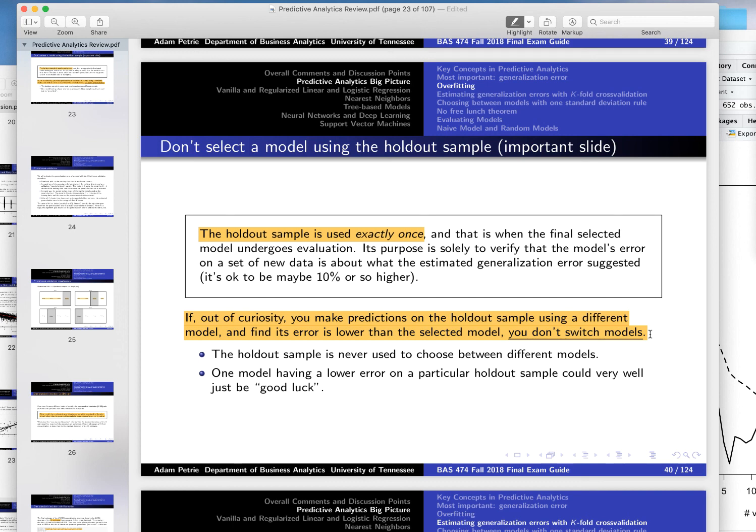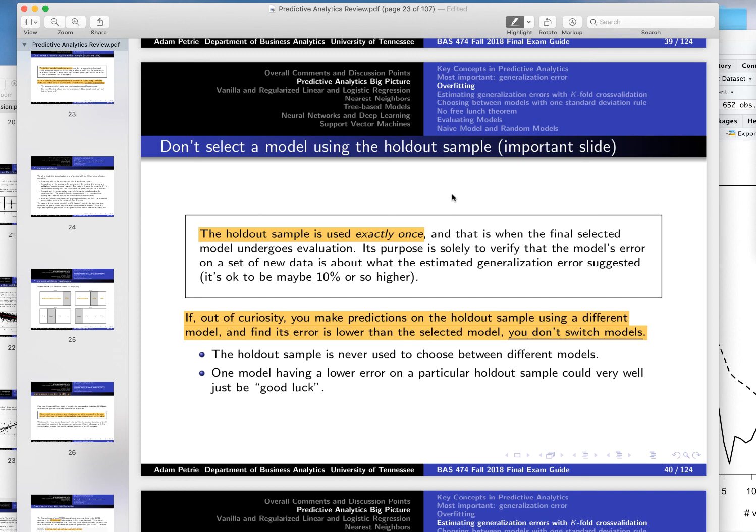I'll recommend to stick with your originally picked model. That holdout sample might have been just a hard one for the model that we picked, and that other model that you're checking might have had an easy time with it. You never really know. So stick with that model you selected.